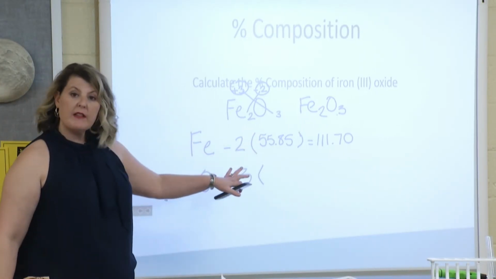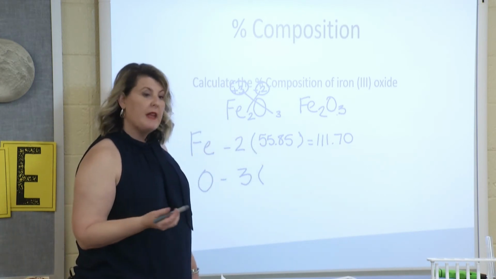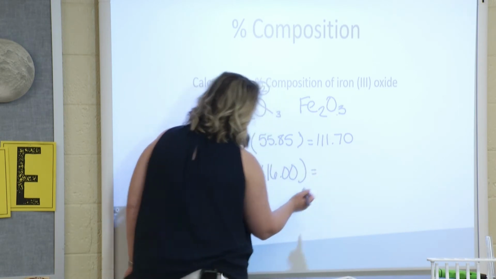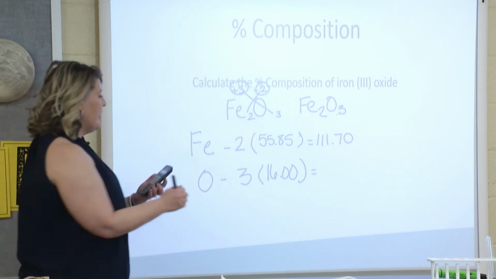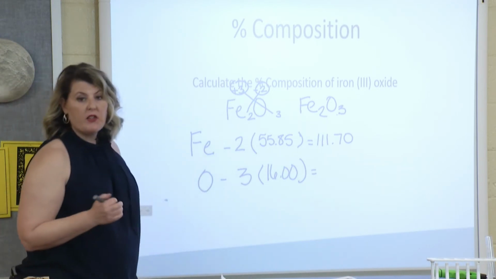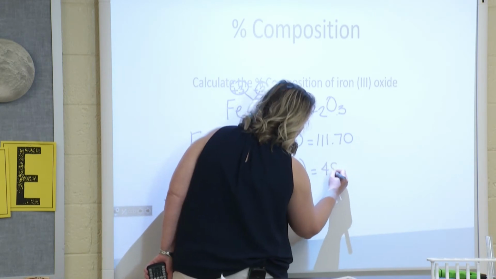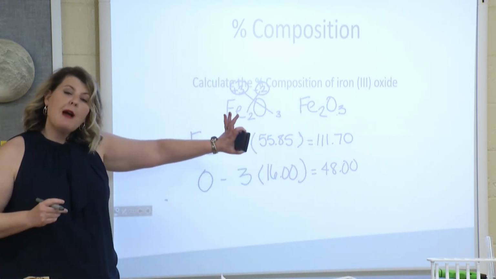Well, now let's do the part that's oxygen. I have 3 oxygen, and we just looked up oxygen a minute ago, and we found that it was 16.00. But remember, I don't have 1 oxygen, I have 3 oxygen. So you need to multiply that number by 3, and that's going to give you 48.00. These are my parts.